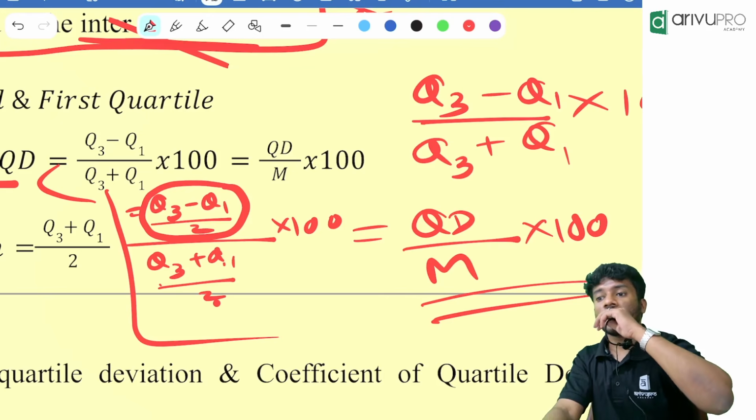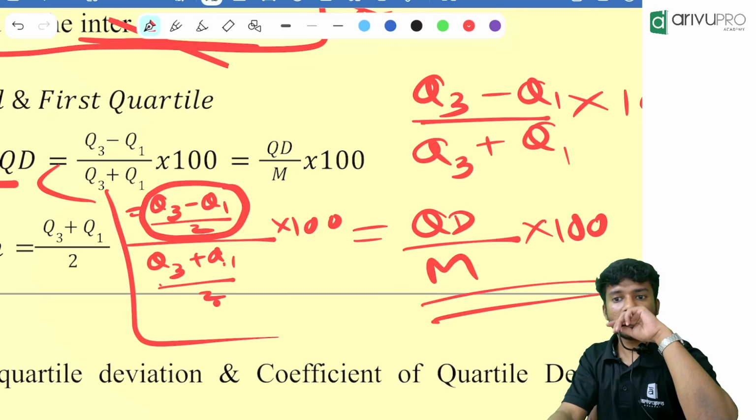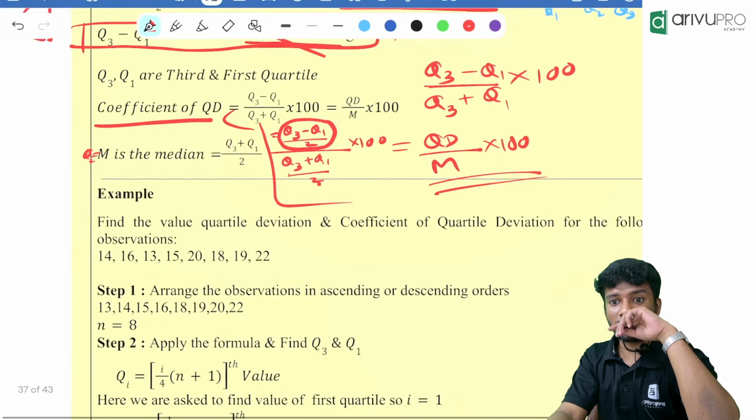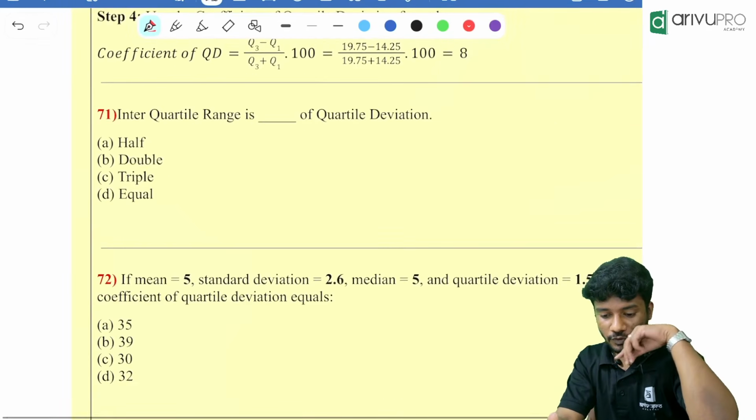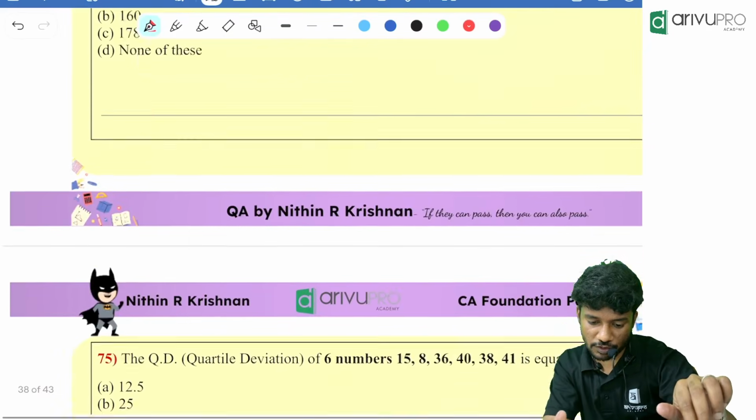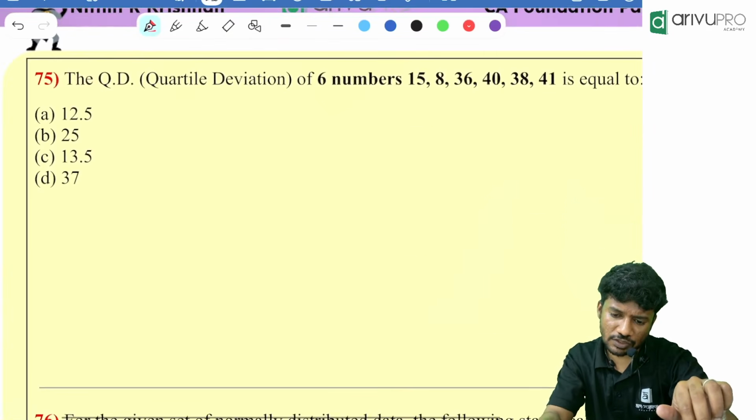Understood? Got it? Can I go for the questions? You remember how to find quartile and all? If you know, you will get the answer. Let's see. For the first question, I'll take it like this.